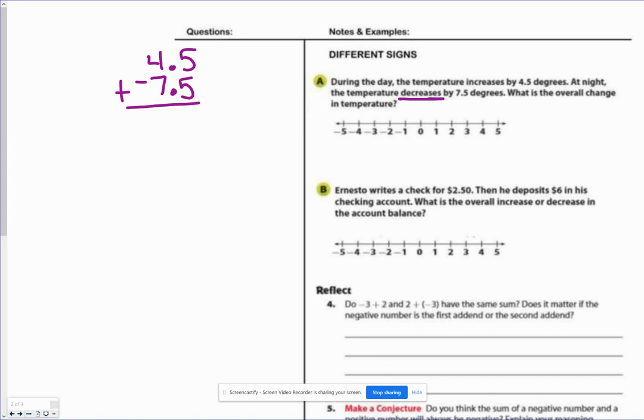Well, what do we do when we have two different signs? When they're different signs, if we remember from a couple chapters ago, you have to subtract them. Take the bigger number, 7.5, subtract off the littler number, and bring the decimal down. So 5 minus 5, 0. 7 minus 4 is 3. And then we have to ask ourselves, is this positive or is this negative? Well, it's negative. Why? Because there's more negatives. 7.5 is bigger than 4.5. So negative 3. And then what would be our label? Negative 3 degrees.